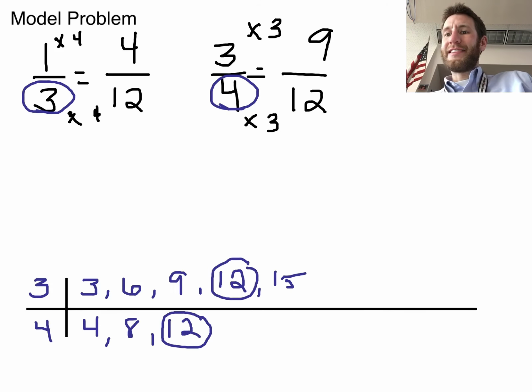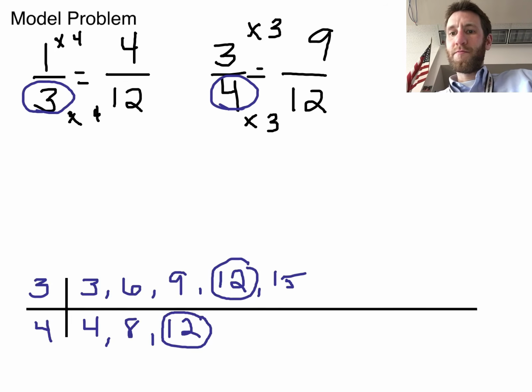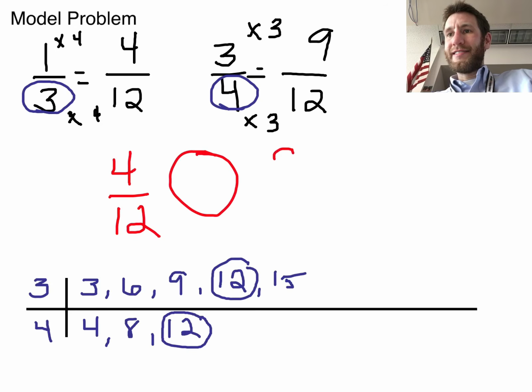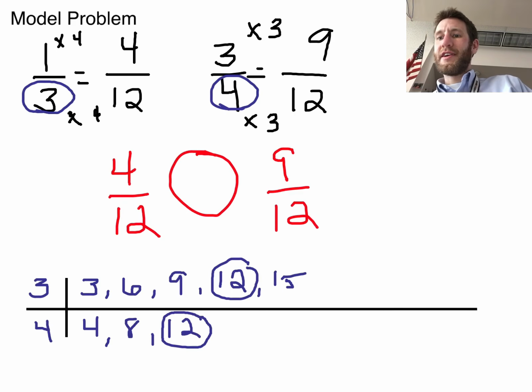So now, instead of comparing 3/4 and 1/3, I'm actually going to be comparing 4/12 and 9/12. So all of a sudden, now that my denominators are the same, this fraction is much easier to compare, okay? And so by looking at the numerators, I know that 4 is smaller than 9, so 4/12 is less than 9/12.